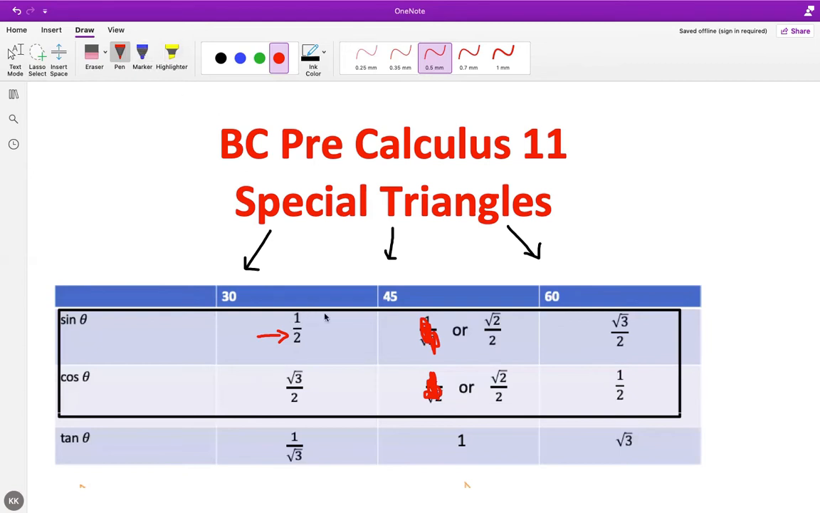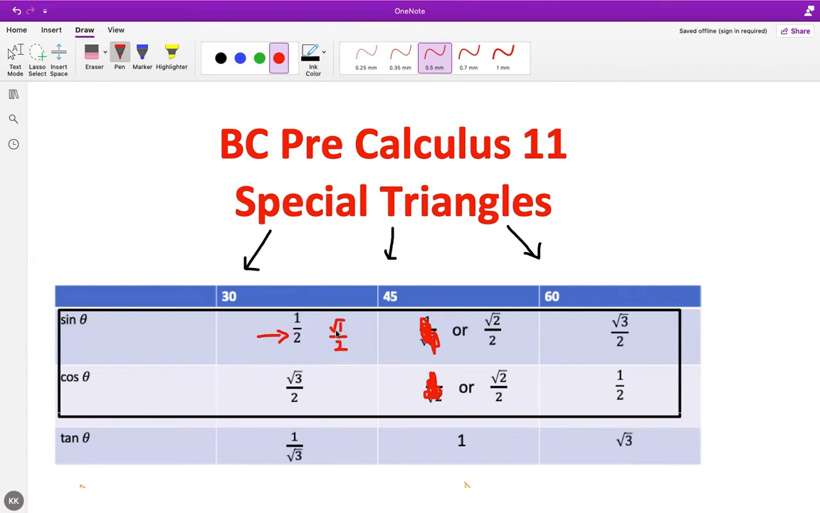But I want to tell you something. Actually root 1 over 2 is similar to 1 over 2. So root 1 is 1. So basically root 1 over 2 is similar to 1 over 2. So could you now see the pattern?